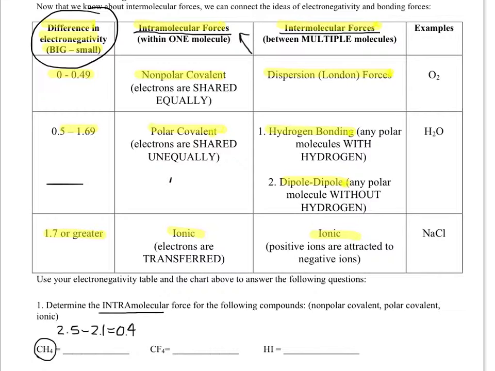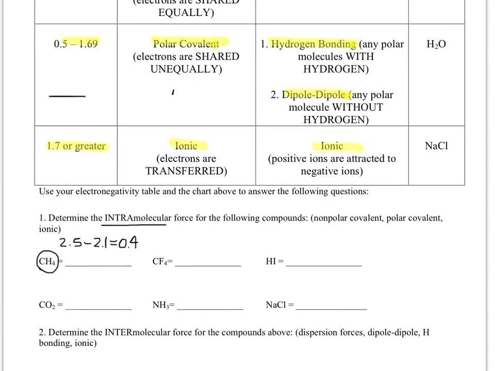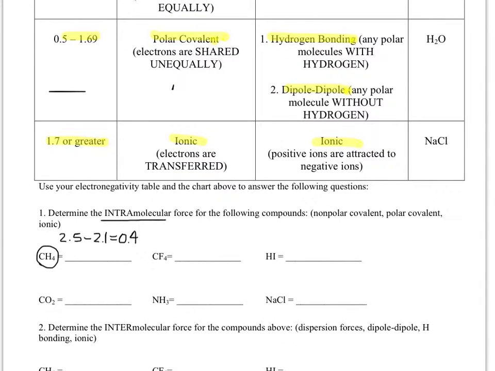Which means that the intramolecular force, if I'm in this 0 to 0.49 row, is nonpolar covalent. And so that's what you're going to write down here. You're going to say that this is a nonpolar covalent bond, meaning that they're sharing electrons. Well, we kind of already knew that because we had 2 nonmetals. But not only are they sharing electrons, they're sharing them really evenly.